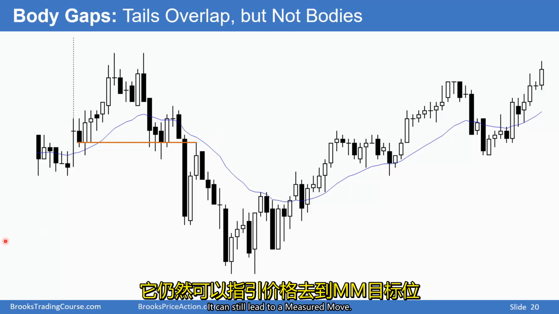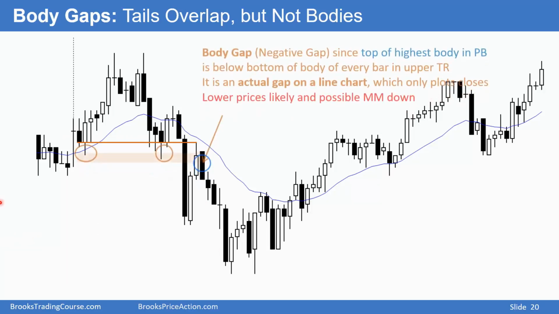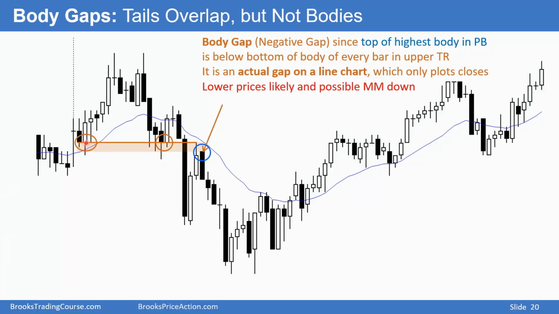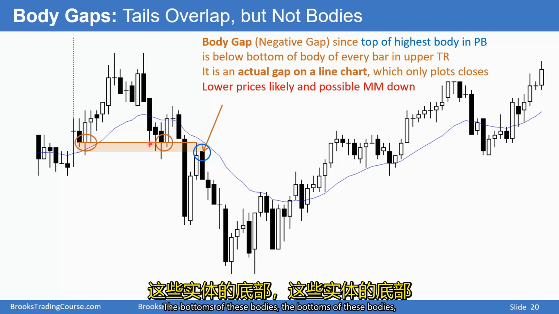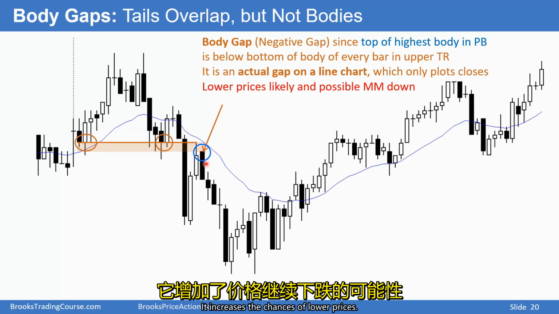It can still lead to a measured move. It's still a sign of strong bears. The bottoms of these bodies, the bottoms of these bodies, the tops of these bodies, there's a gap in between. It increases the chances of lower prices.